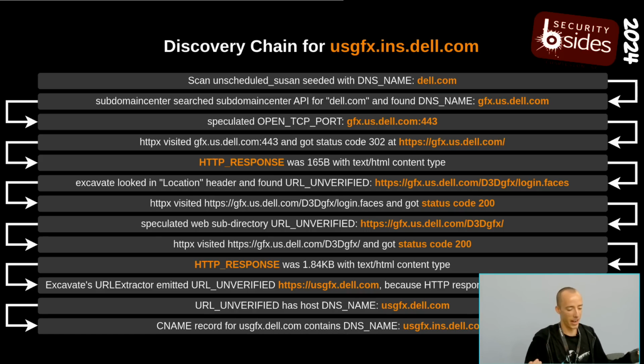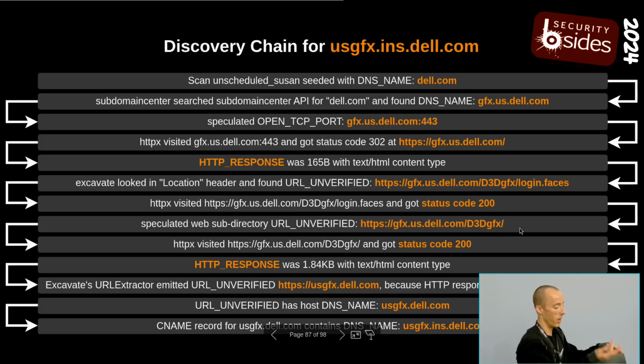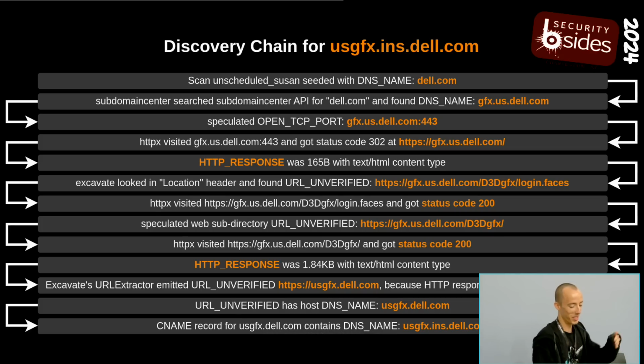BBOT hit an API. It got some subdomains. So it found a subdomain here. It found an open port on that subdomain. It visited the website. In the location header, it found a URL. So it visited the URL, and then it took that URL and went one directory down, visited that, got a response from that, found another URL in the body, and then pulled the DNS name out of that URL, and then that DNS name had a CNAME to this. Okay? So how would we have discovered this without recursion, right?